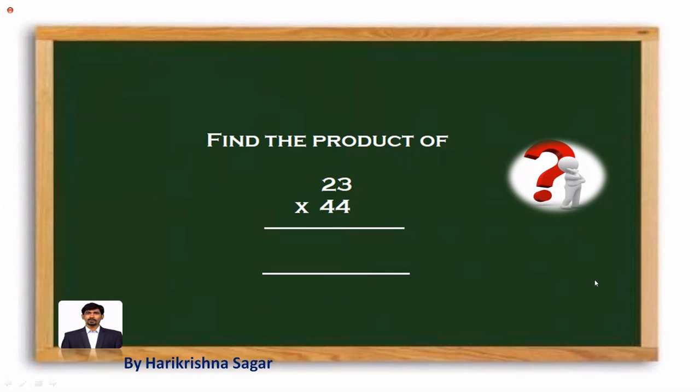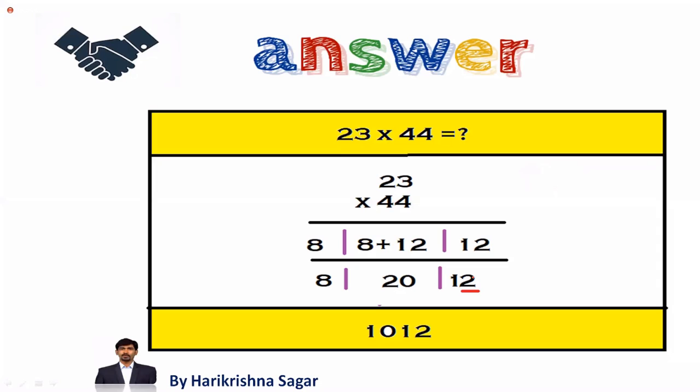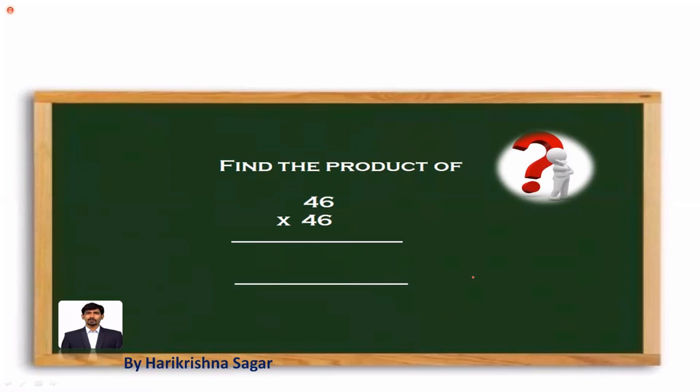Nice, very good response. The answer choice must be 23 into 44. We can say 3 into 4 is 12. Overall 1012. Can you tell me what is the answer for this?